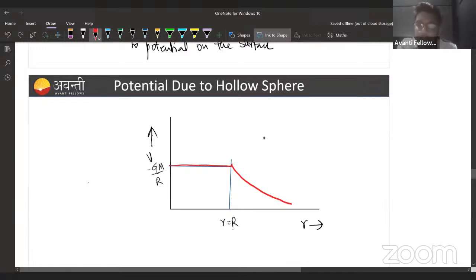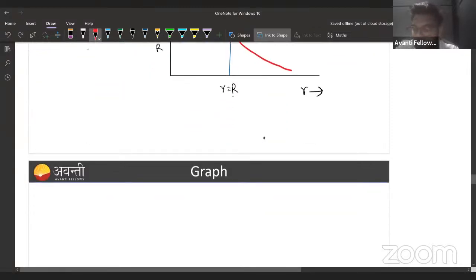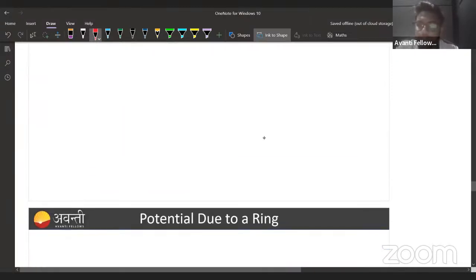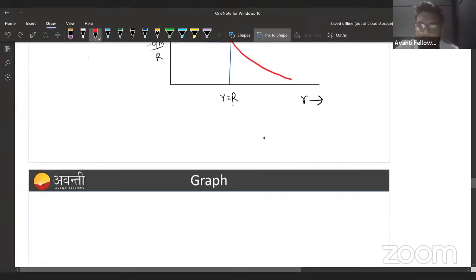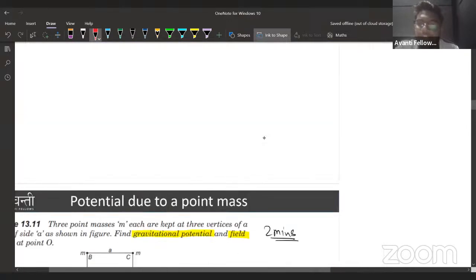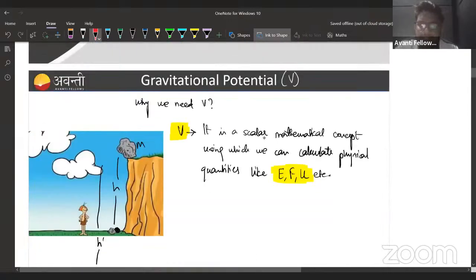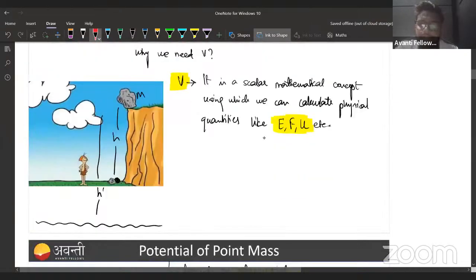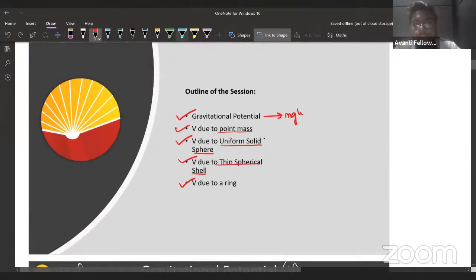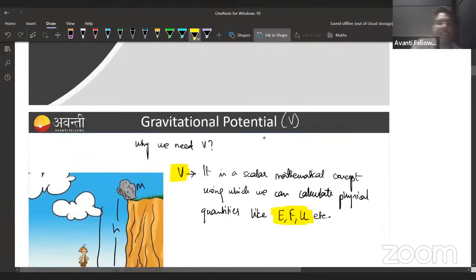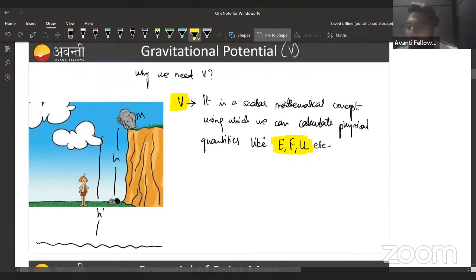Hopefully this is clear. In the next class, we are going to see potential due to a uniform ring at some point, etc. After that, we are going to see relations and all. Now, let's recall what we studied today. Very simple things. First of all, what is gravitational potential? You might think, sir, mgh, you didn't talk about mgh. I was supposed to, but time is ending. What can we do? We'll do that in a future class.